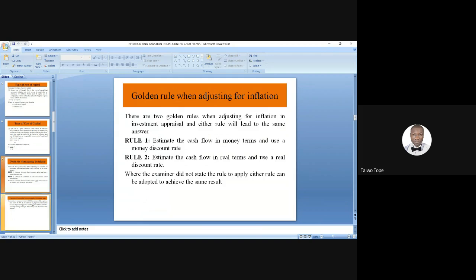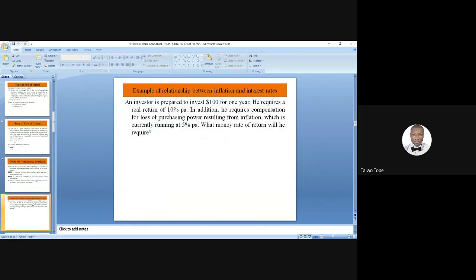Now we have this example here. An investor is prepared to invest $100 for 1 year. He requires a real return of 10%. In addition, he requires compensation for loss of purchasing power resulting from inflation.